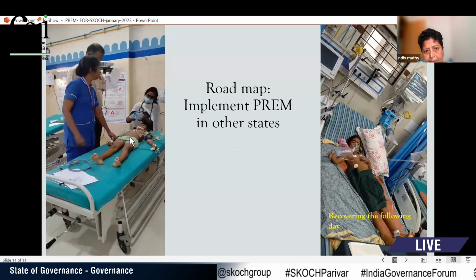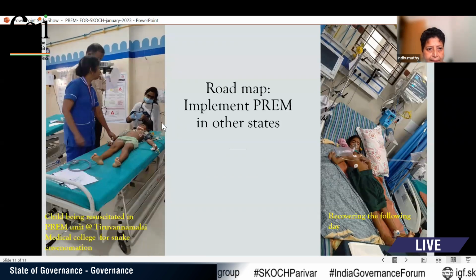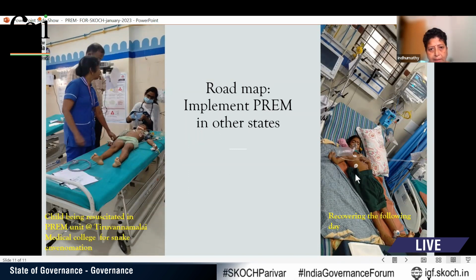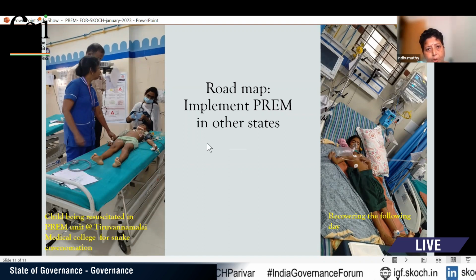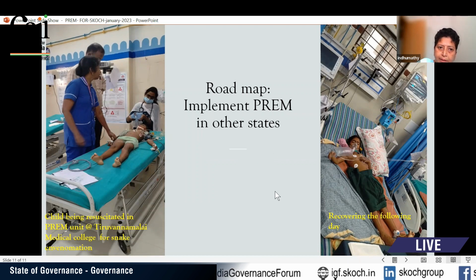And this is the same Tiruvannamalai Medical College, where a child with scorpion envenomation, with respiratory arrest, is being resuscitated, and you can see the same child the following day recovering in the intensive care unit. So our roadmap, or our future goal, would be to implement PRAME in all the other states in our country and hopefully make this a massive program for the rest of the Government of India. Thank you and Jai Hind.